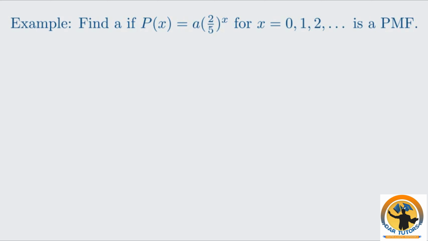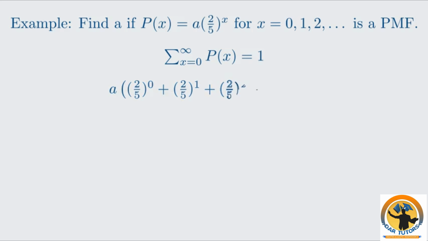The principle remains the same. The sum of all probabilities must equal 1. The difference is that this sum is an infinite series. Let's write out the sum. We need to find the sum from x equals 0 to infinity of a times (2/5) to the power of x, and this sum must be equal to 1. We can factor out the constant a. We are left with the infinite geometric series, 1 plus 2/5 plus (2/5) squared, and so on.